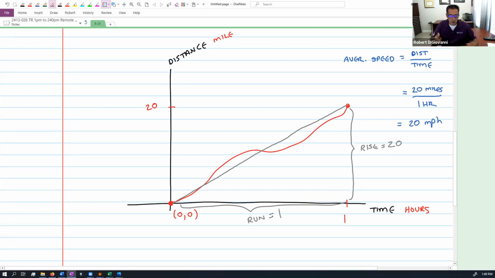So the slope of the gray line is actually 20 over 1, which is 20, which exactly matches your average speed. It's not a coincidence. That is the actual relationship. If you connect the 2 points at the end with a straight line and find the slope of that straight line, that's equivalent to the average speed on the trip. Understand that?